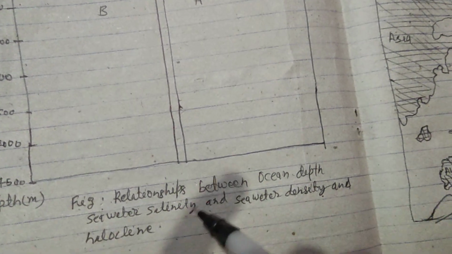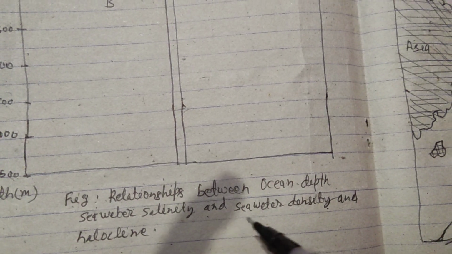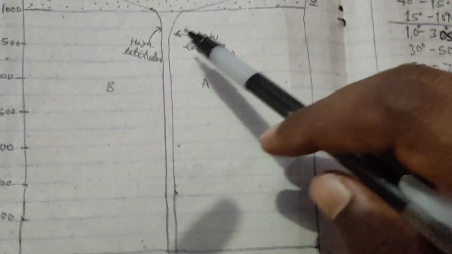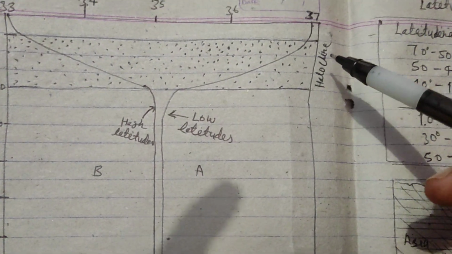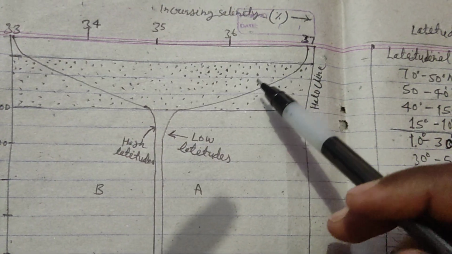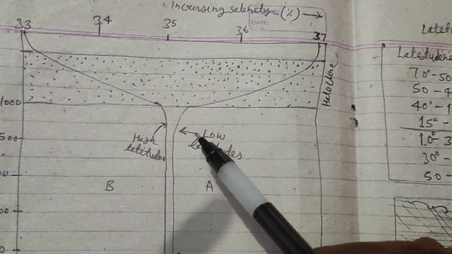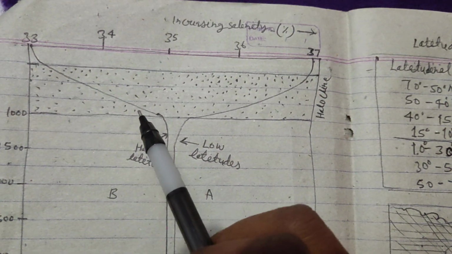You can see here the relationship between ocean depth, seawater salinity, seawater density and halocline. Halocline, as I explained, means a slab of salinity. This is the tropical area slab, salinity slab. This is the high latitude area slab.